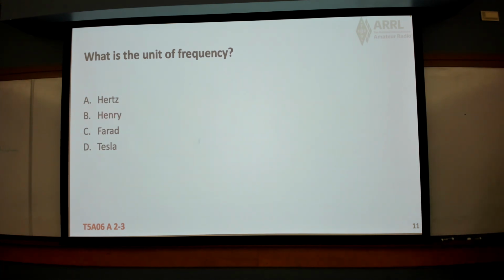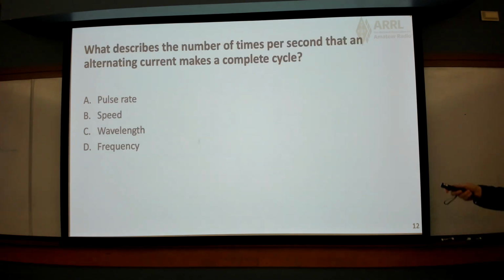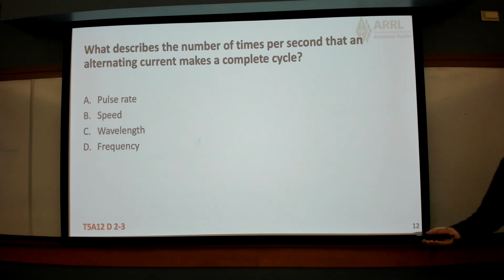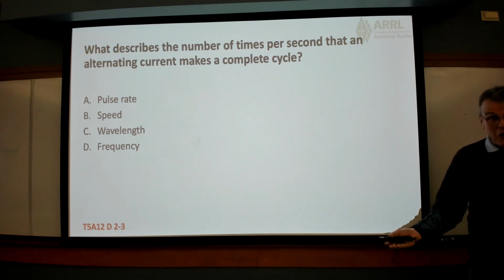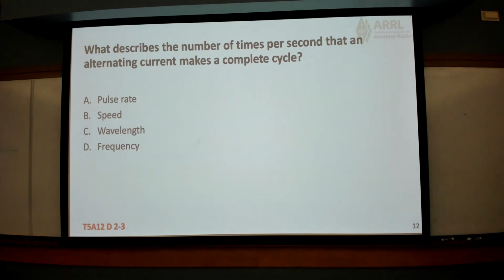Okay. Is your name Henry? All right. So, what describes the number of times per second that an alternating current makes a complete cycle? Frequency, correct. Okay, so you guys are getting all these right. It's not that hard to get your license. A lot of this stuff is very fundamental.